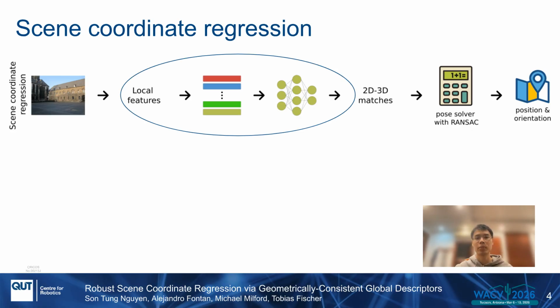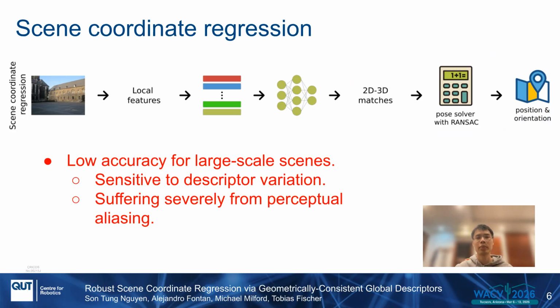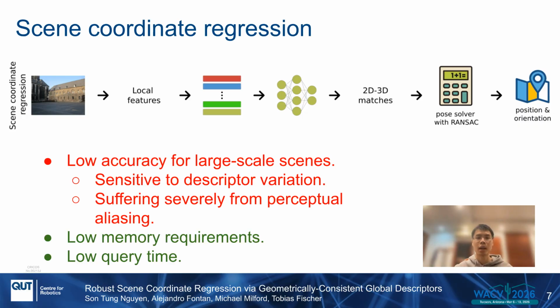Synchronous regression models predict a 3D coordinate for each of the local descriptors from the query image. Together with the pixel coordinates of the local descriptors, we obtain 2D-3D matches and are able to solve for the position and orientation of the query image using the PnP solver. Synchronous regression models generally have lower accuracy than other methods for large scenes because they are sensitive to descriptor variation and suffer from perceptual aliasing. However, they have lower memory requirements and lower query time.